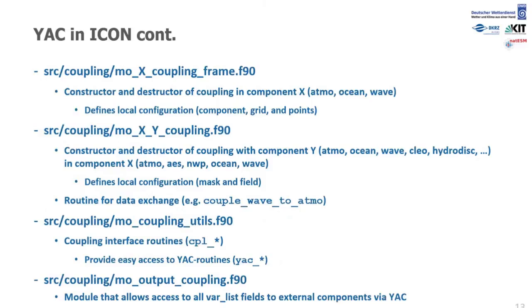So during the initialization of each component, at one point, if it is supposed to be coupled to something, it will call a constructor from a mo_X_coupling_frame, where X is atmosphere, ocean, or wave, meaning if an atmosphere process wants to couple, it will call the constructor from this file, and it will start by defining I am component atmosphere, I have the following grids, and I have the following cell centers.